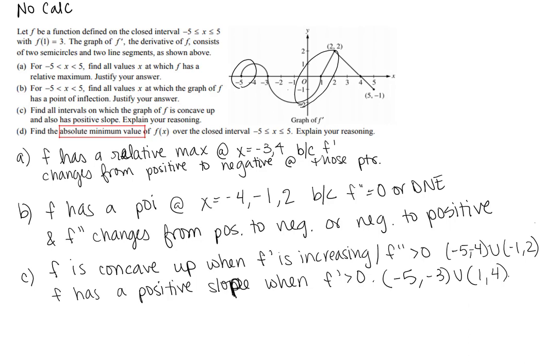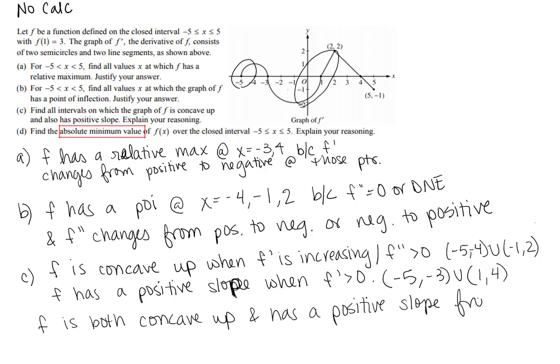Now, we want to combine these two, so I'm going to say f is both concave up and has a positive slope from -5 to -4 is our first, and also from 1 to 2. That's where both of those conditions are met.